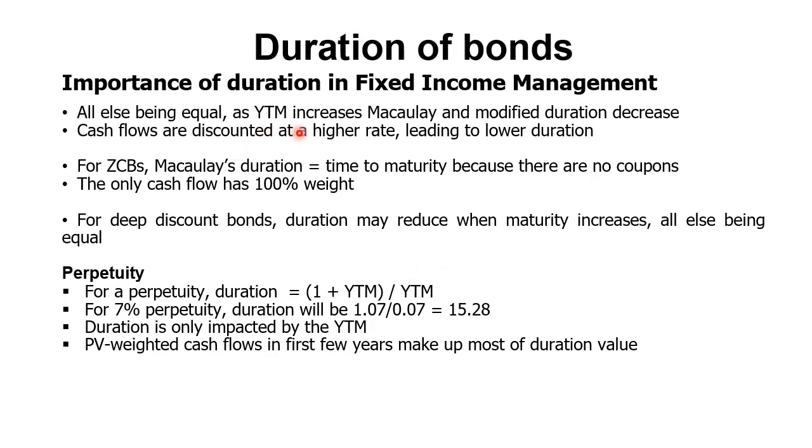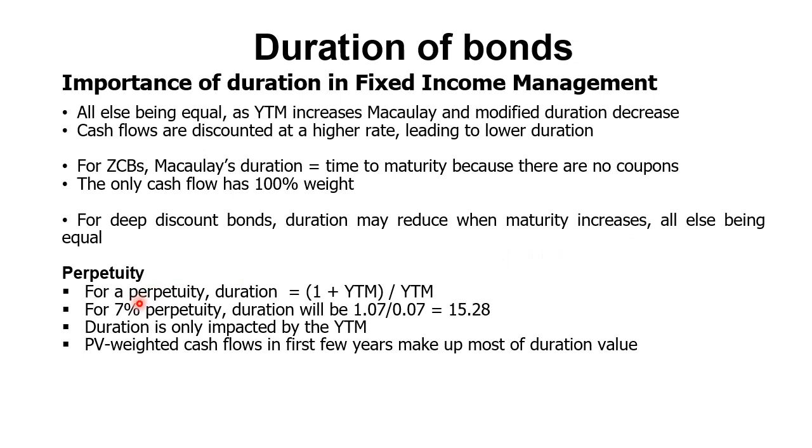All else being equal, as the YTM increases, both the duration measures, the Macaulay duration and the modified duration, will decrease. This is also obvious from the formula because the cash flows are discounted at a higher rate, leading to lower duration. For zero coupon bonds, the Macaulay's duration is the same as the time to maturity because there are no coupons. There is only one cash flow, that is the face value upon maturity. That cash flow has 100% weight. For deep discount bonds, the duration may reduce when the maturity increases, all else being equal.